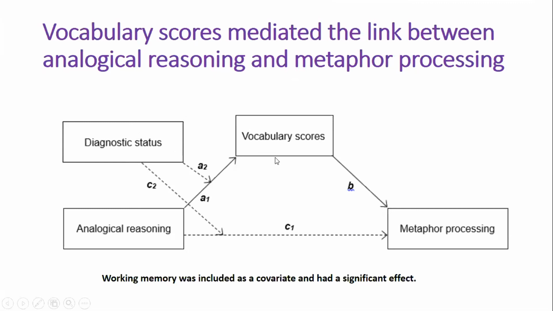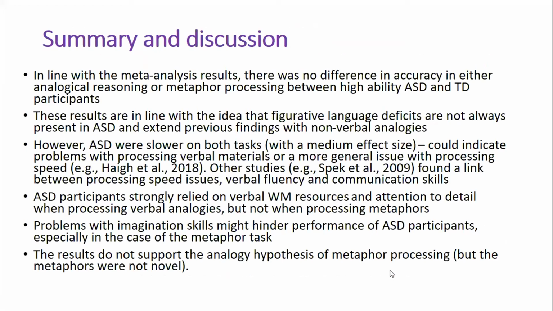So basically, analogical reasoning performance related to metaphor processing, but this was mediated by vocabulary scores. And we also included working memory scores as a covariate in this analysis, and this was a significant covariate. So basically, it looks like the links between analogical reasoning and metaphor processing are really explained by participants' verbal ability, including their vocabulary scores and their verbal working memory skills.